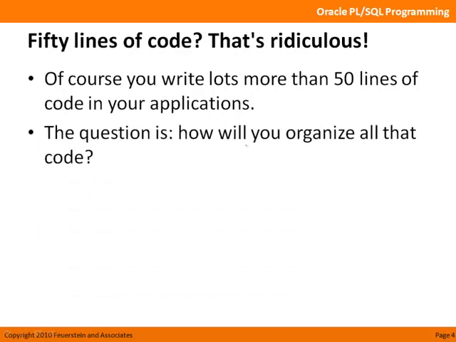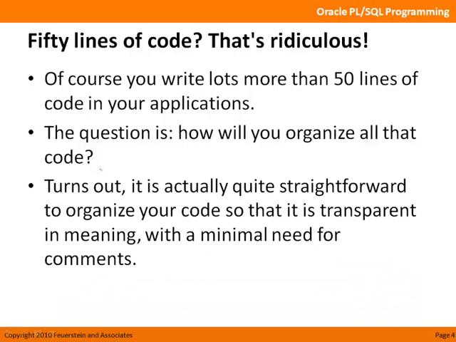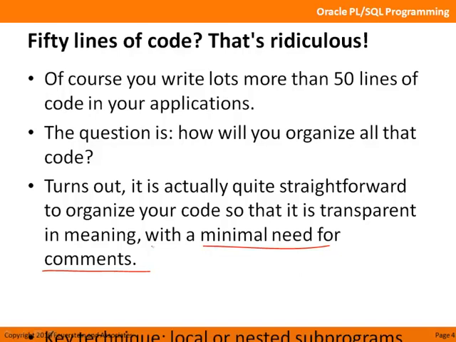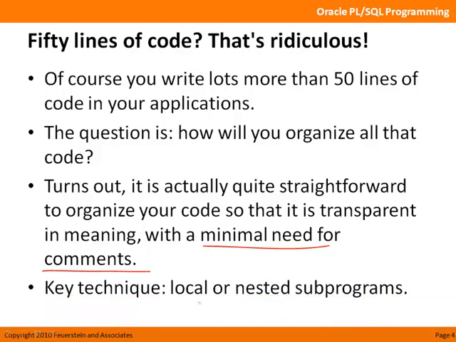The question is, how will you organize all that code? Can you organize it in such a way to make it easier to manage? It turns out that it's quite straightforward to organize all of that code so that it is transparent in meaning. In other words, anybody can look at your code and read it and understand what it's supposed to do, with a minimal need for comments. I don't know about you, but I don't like to have to write comments in my code. I'd much rather have the code tell its own story. And that's what this one piece of advice can do. Write tiny little chunks of code. And the key technique I want to talk to you about and apply are local or nested subprograms.